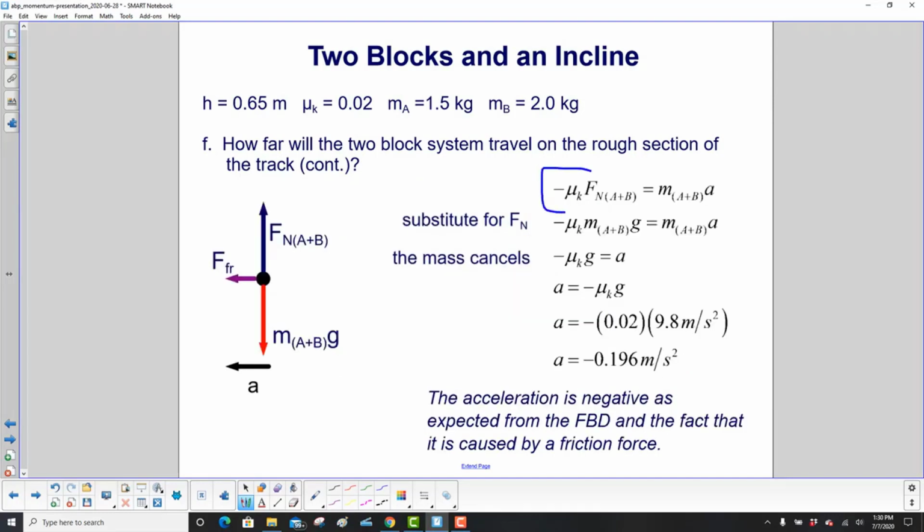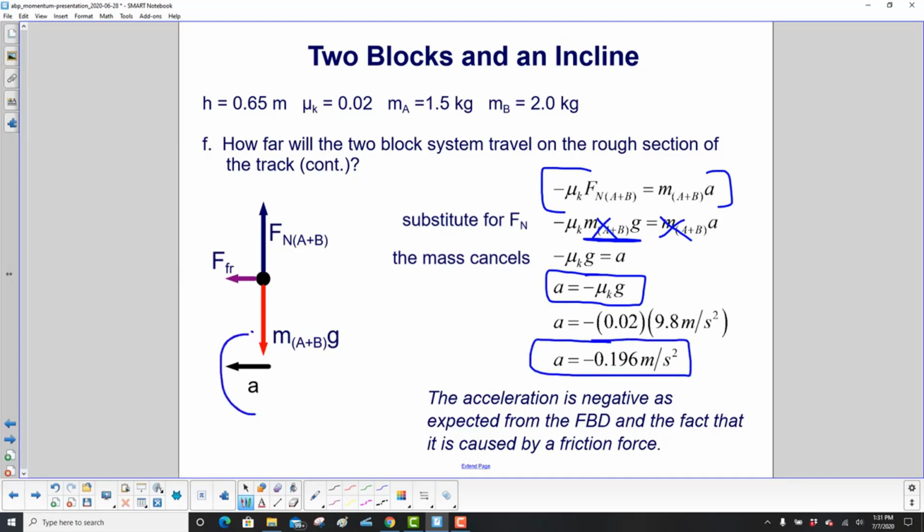So here was our force without the value for the normal. We put the normal force in here like this, and then look what happens. The masses cancel out. So we have minus mu k g equals a. We reverse it and find the acceleration is just minus the coefficient of friction times g. There's no mass there, so once again the mass doesn't matter. Plug in our numbers and we get a negative acceleration, which is great because from the free body diagram we expected it that way, and that's how it showed up mathematically, and it's a friction force.